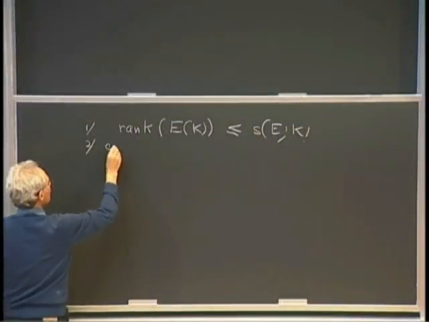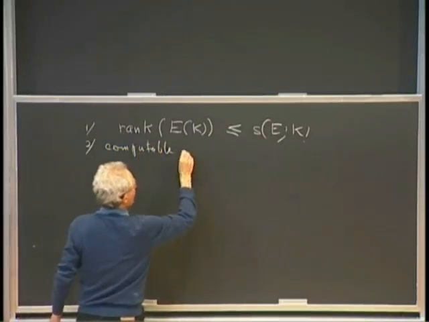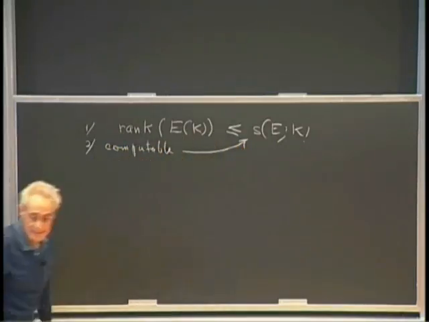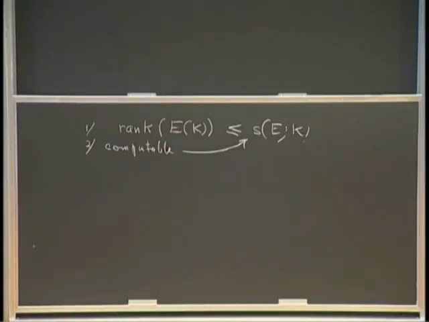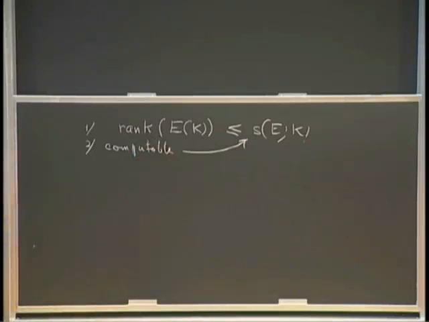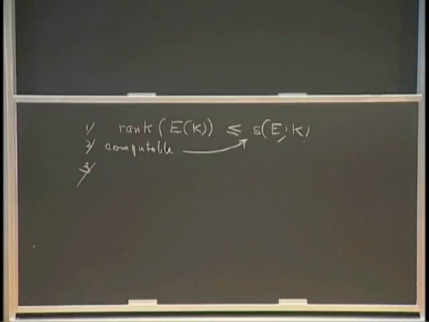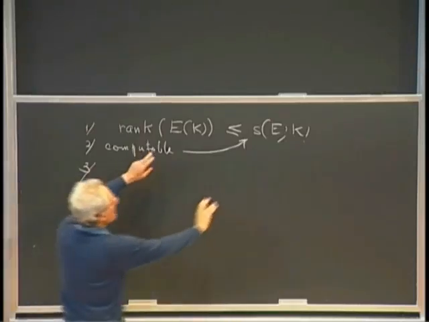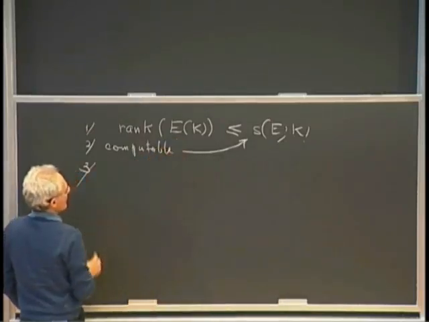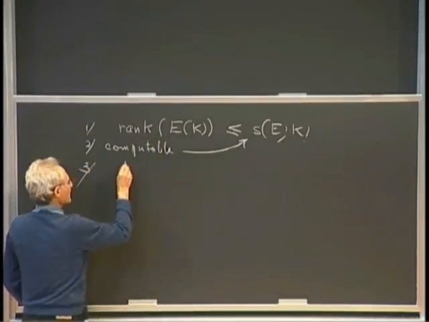Second, it's computable. That is to say, this guy is computable, and this guy has an algorithm which should finitely converge to an actual computation of the rank, but has not been proved to be finitely convergent. And the third thing is that this is not so bad as an upper bound, in the sense that the difference between these two numbers is conjecturally even.